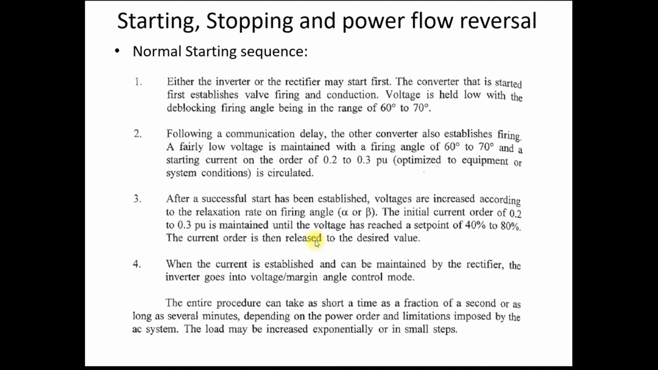That is a normal operation of the HVDC system. As you see in the characteristic, also in the normal mode, the rectifier operates in constant current mode or current order mode, and the inverter operates in the voltage control mode. So this is the normal starting sequence of the HVDC system.